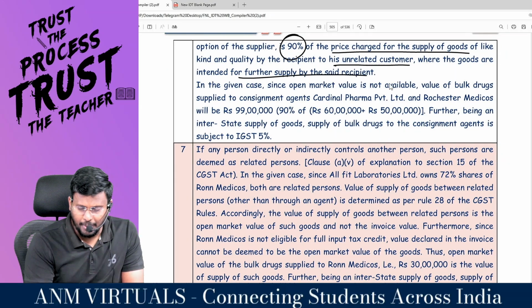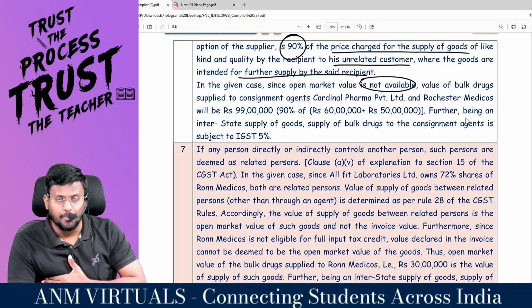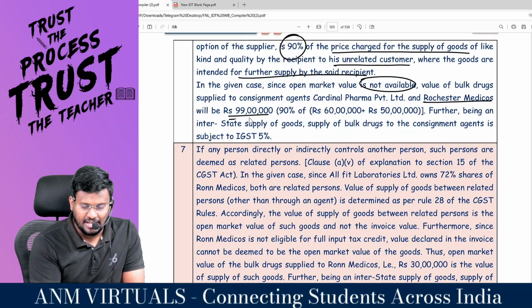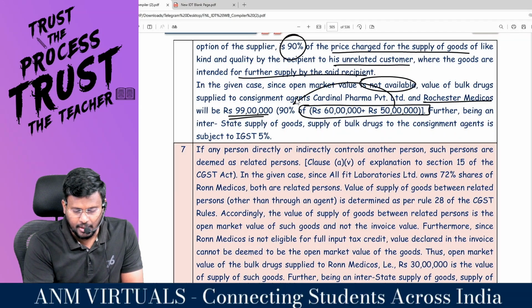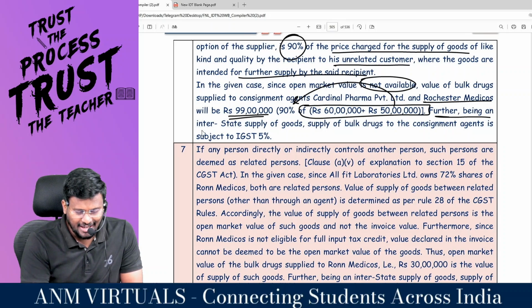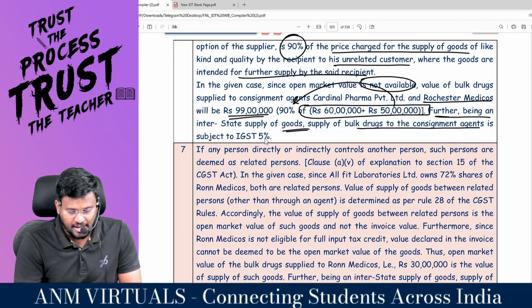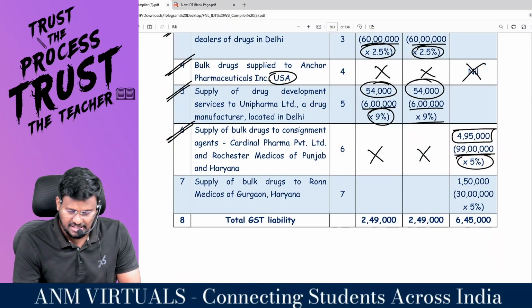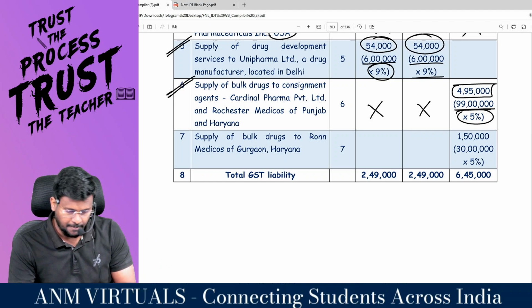In the given case, since the open market value is not available, value of bulk drugs supplied to consignment agent Cardinal Pharma Private Limited and Roster Medicos will be 99 lakh, which is nothing but the open market value of like kind and quality into how much percent. Further, being an interstate supply of goods, supply of bulk drugs to the consignment agent is subject to IGST at 5%. It's an interstate supply because principal and agent are situated in two different states.